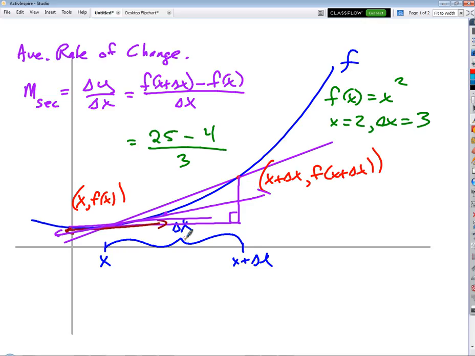So delta x will make a difference in the x value? Yeah, that's all. Remember, that's all delta x means: delta means change. So it's just the change in the x values between the 2 points, right? Okay?